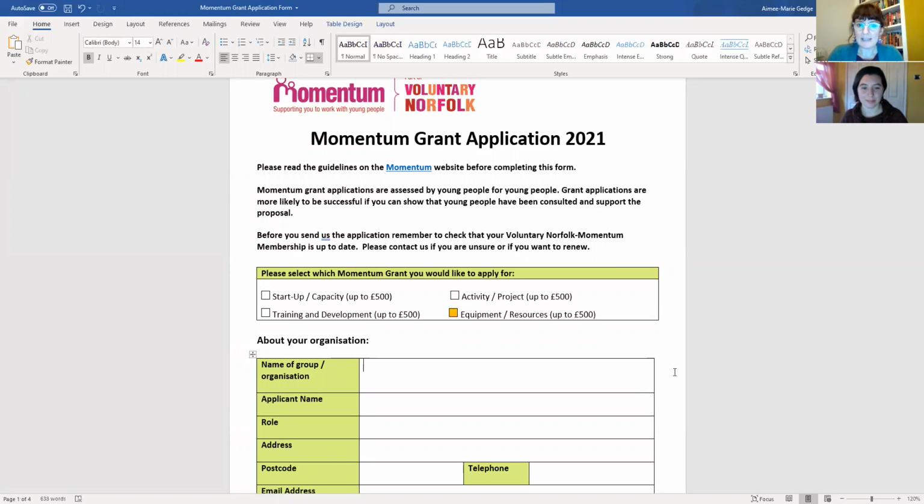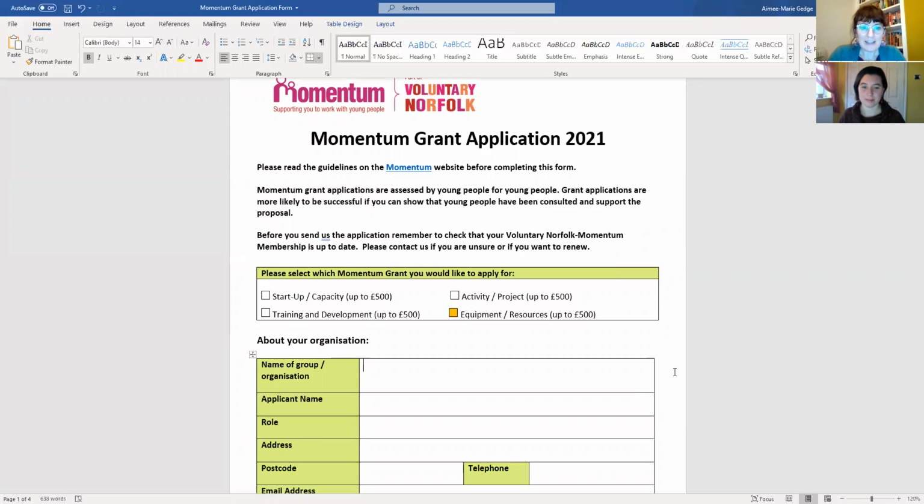And the other one we've got is activity or project, and some people use that to fund a trip. Also, I think we have used grants in the past to pay for staff time, so if you wanted to employ someone to come in and do a specific activity with the young people you work with. If you're not sure whether the thing that you want funding for fits into any of that criteria, then please get in touch. We try to be as flexible as possible.